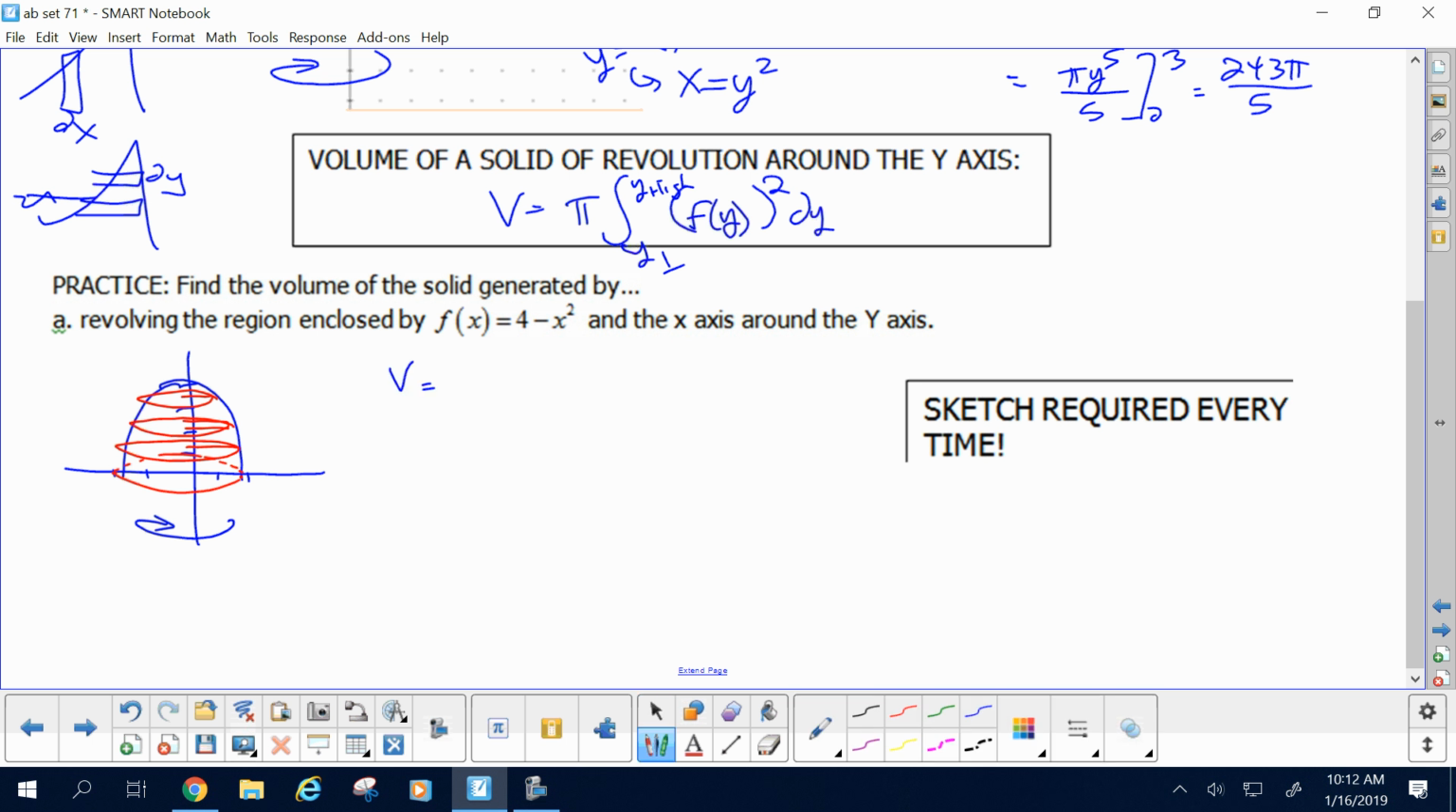In the interest of time, if you want to use your calculator, you may. Actually, it's not too bad to integrate, is it?